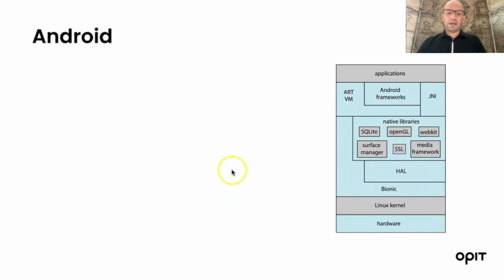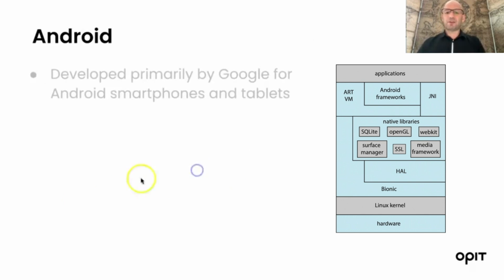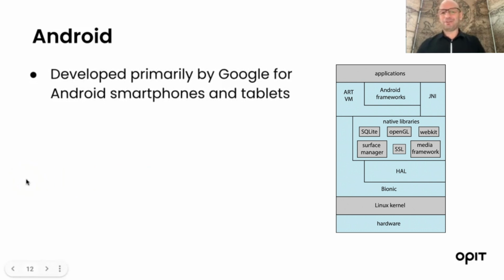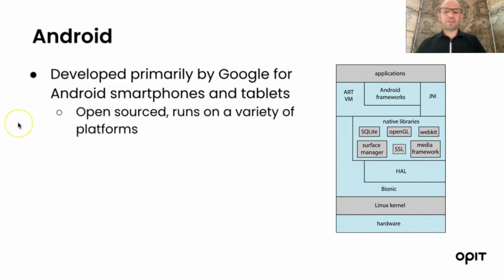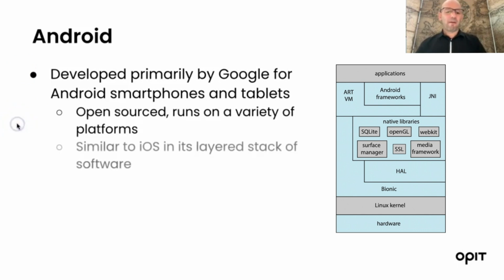Next, Android. So Android is run on smartphone devices as well, but different smartphone devices. For example, non-Apple devices like Samsung, Huawei. There's so many different Android enabled devices out there. So it's developed primarily by Google for Android smartphones and tablets. It's open source and it runs on a variety of platforms. And it's similar to iOS in its layered stack of software.